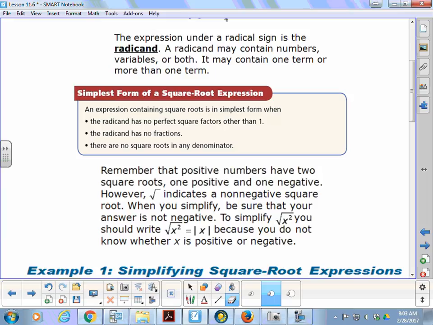All right, so we can't leave square roots in the denominator. Remember that positive numbers have two square roots, one positive, one negative. However, the radical sign here indicates non-negative square roots. So when you simplify, be sure that your answer is not negative. To simplify the square root of x squared, you should write it as the absolute value of x, because you don't know whether x is positive or negative.